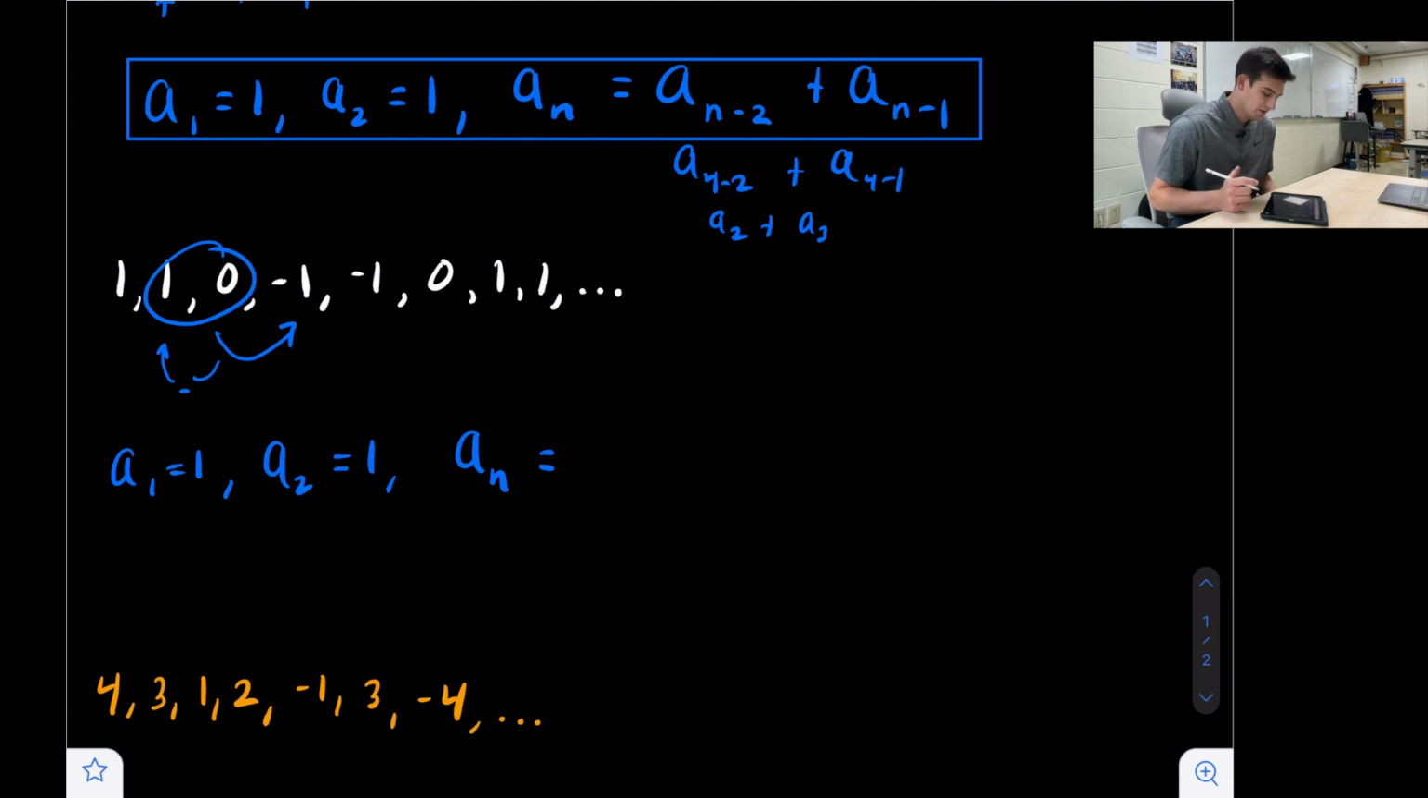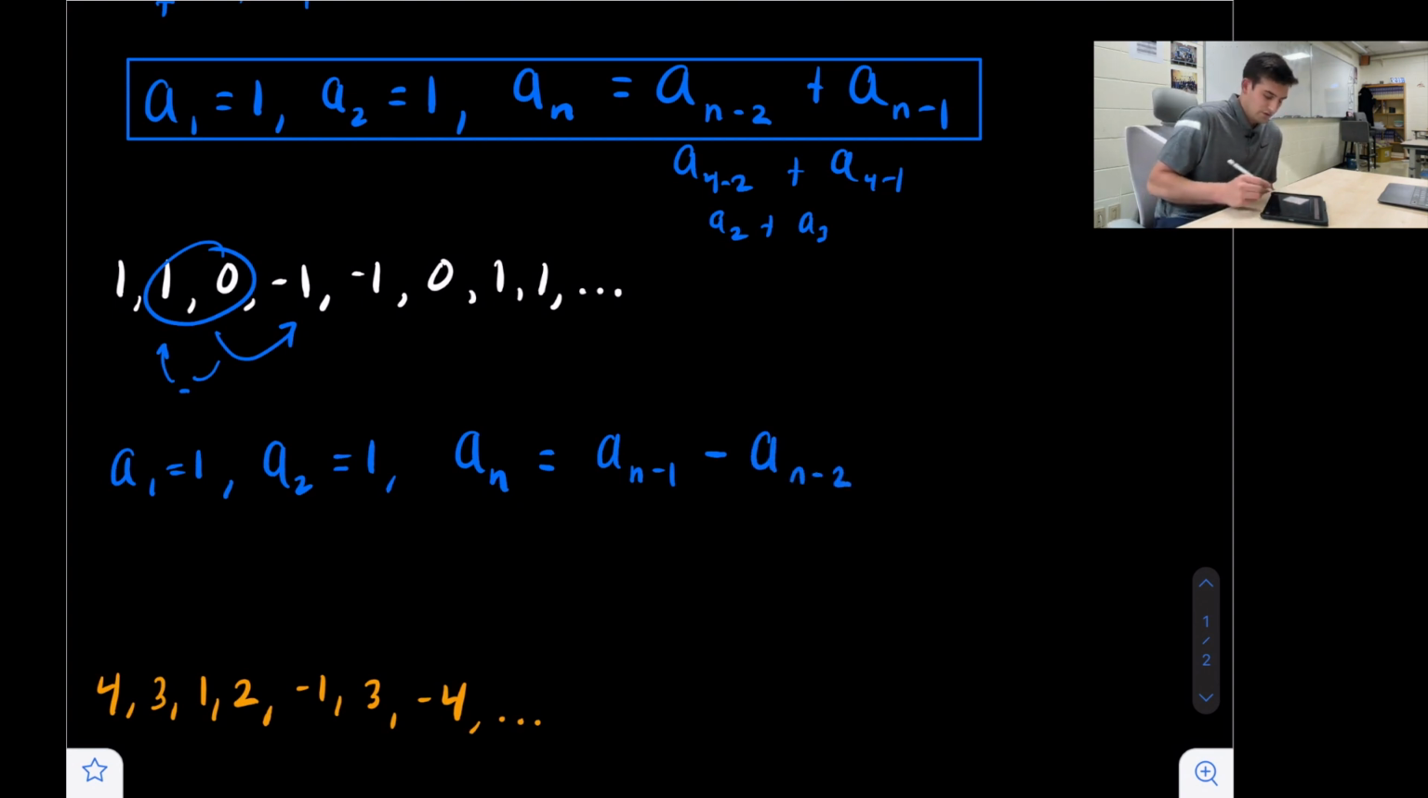Now this time, the order matters, right? The order that we are subtracting matters. So we want to subtract the next closest term from the term that's two positions away, or the second previous term. So we're going to say a sub n minus 1 minus a sub n minus 2.